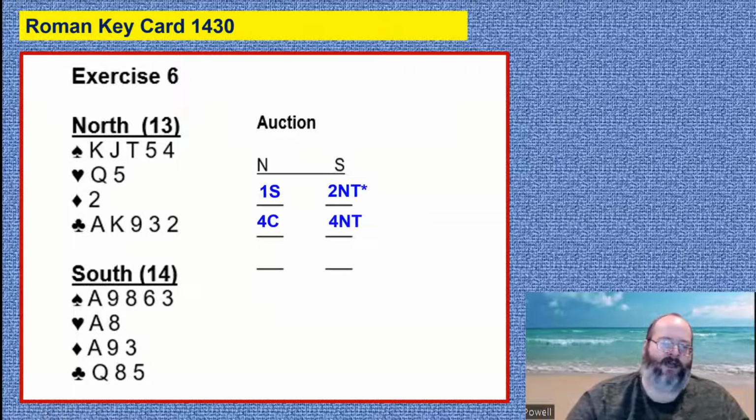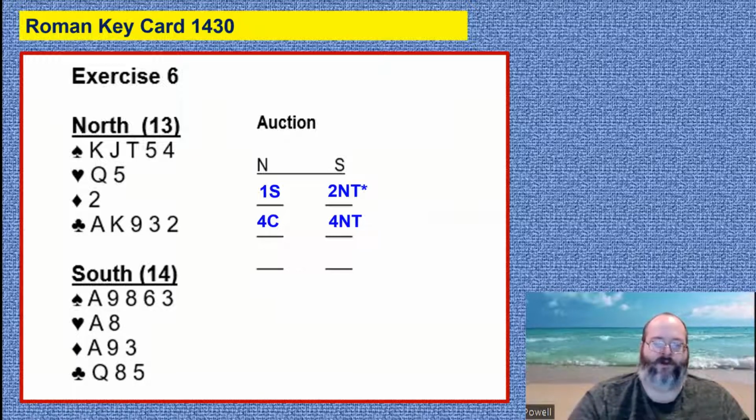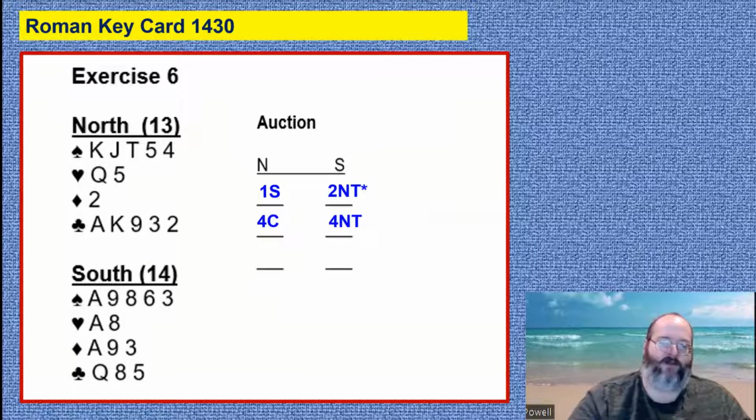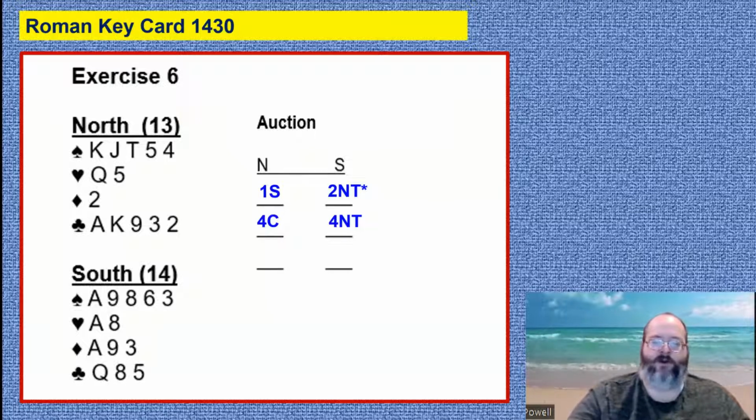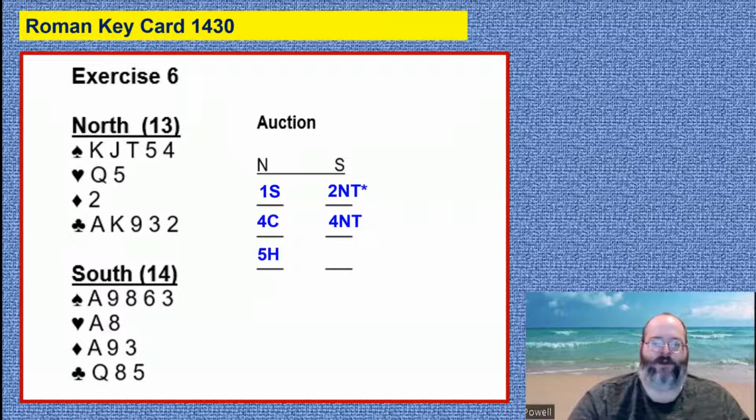North, how many key cards do you have? Ace of clubs is 1. King of spades is 2. When you have 2 spade honors, you look for the queen of spades. Do you have it? No. Now, I know you have a 10-card fit here, but North doesn't know that. It has to be a known 10-card fit by the person responding. North, you opened a spade, partner said 2 no trump, that only promised 4. You don't know there's 10. So you would say, partner, sorry, I don't have the queen of spades. That's 2 key cards, ace of clubs, king of spades, but without the queen of spades.